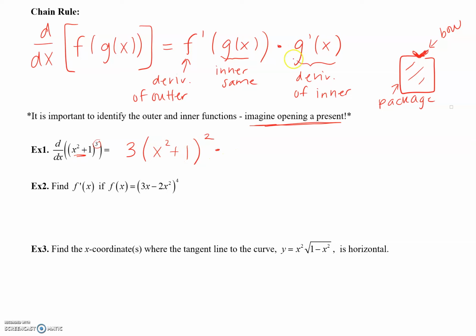Times, now I get to go do the derivative of my inner function, which was 2x. So ultimately, I would simplify it and I would call it 6x times (x squared plus 1) squared. Way easier to find the derivative this way than how we would have had to do it last week, which is expanding using the binomial theorem and Pascal's triangle.